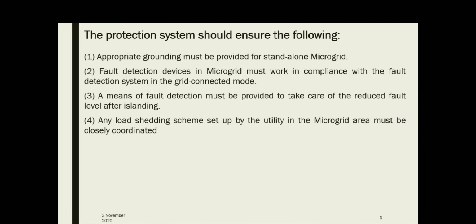And for secure and reliable operation of standalone microgrid, the protection system should ensure the following. First one is that appropriate grounding must be provided for standalone microgrid. Then fault detection devices in microgrid must work in compliance with the fault detection system in the grid connected mode. Then third one is that a means of fault detection not dependent on a large ratio between fault current and maximum load current must be provided to take care of a reduced fault level after islanding. And fourth one is that any load shedding scheme set up by the utility in the microgrid area must be closely coordinated. So these are the main functions of any protective system in a microgrid.